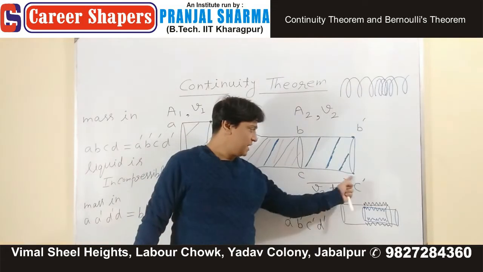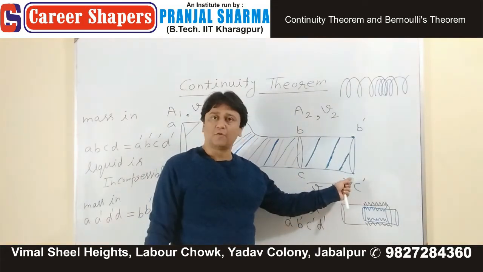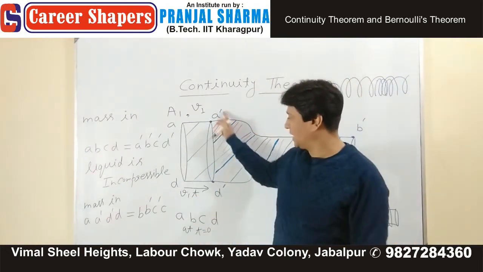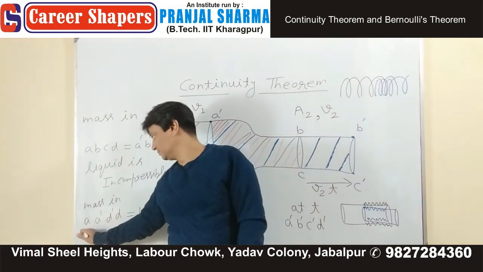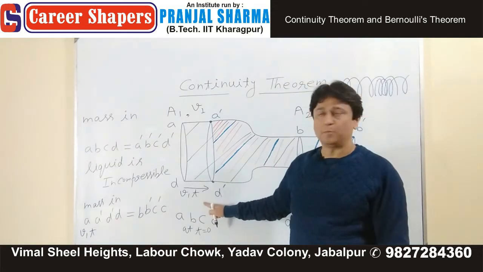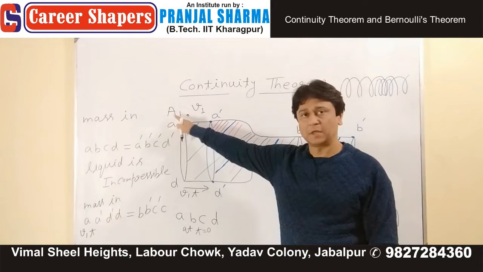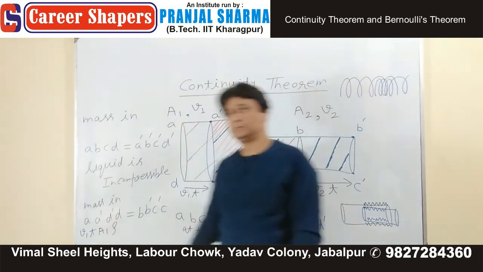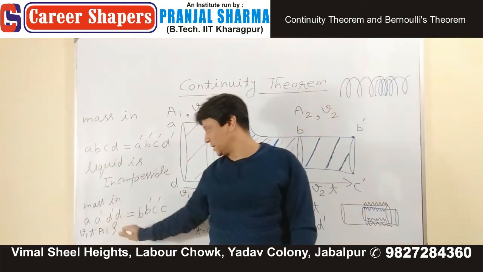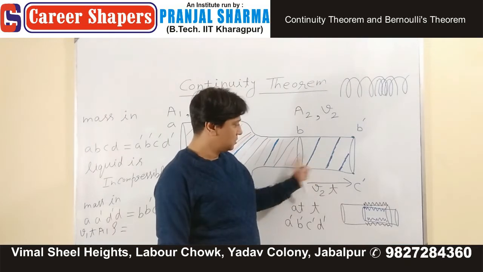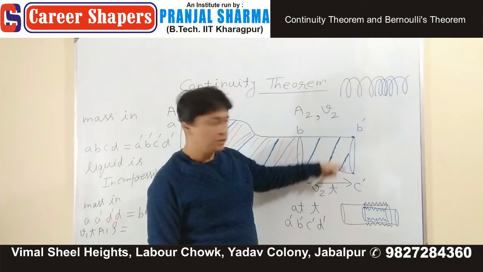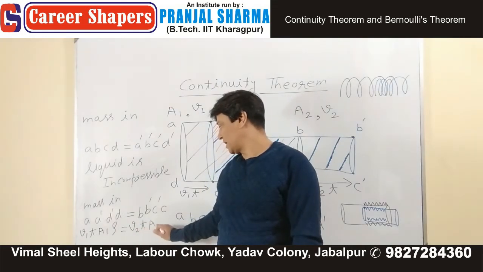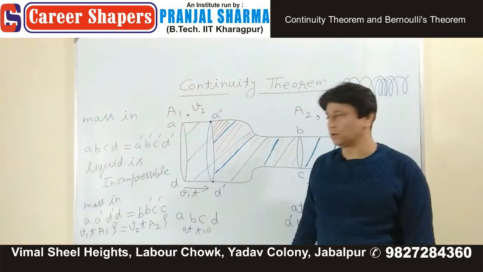Now, I have the length. If I have the length, then I can find easily the volume. Multiply with density and you get mass. So what is mass in A dash, D dash, D? Length multiplied by cross-sectional area A1 into density rho, volume multiplied by density. What is mass in this portion? Volume, which is length into cross-sectional area: v2 t multiplied by cross-sectional area A2 multiplied by density rho.